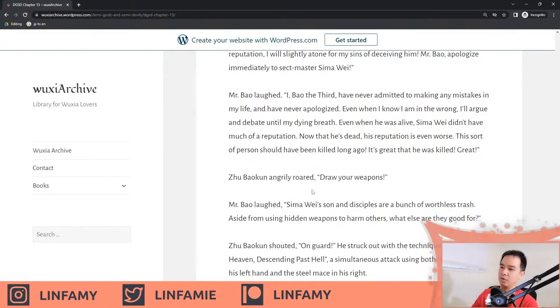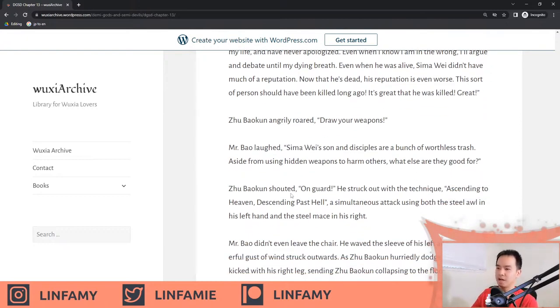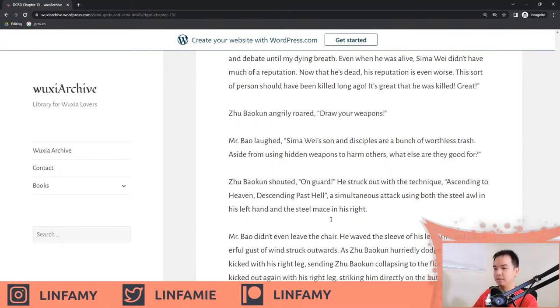Ju Bao-kun angrily roared. Draw your weapons! Mr. Bao laughed. Sima Wei's son and disciples are a bunch of worthless trash. Aside from using hidden weapons to harm others, what else are they good for? Ju Bao-kun shouted, On guard! He struck out with the technique, ascending to heaven, descending past hell. A simultaneous attack, using both the steel awl in his left hand and the steel mace in his right.